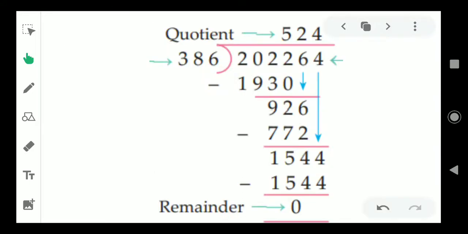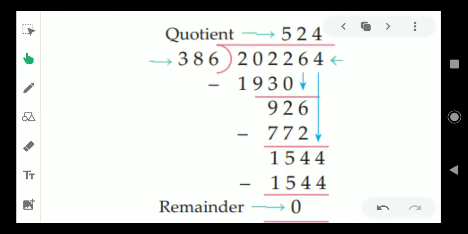Moving on to the next example. Here the question is 2,02,264 divided by 386. Consider the first three digits, 202. Since the divisor is a three-digit number, I consider the first three digits. That is also smaller. 202 is smaller than 386. So I consider four digits. 2022. In 2022, how many 386s are there?